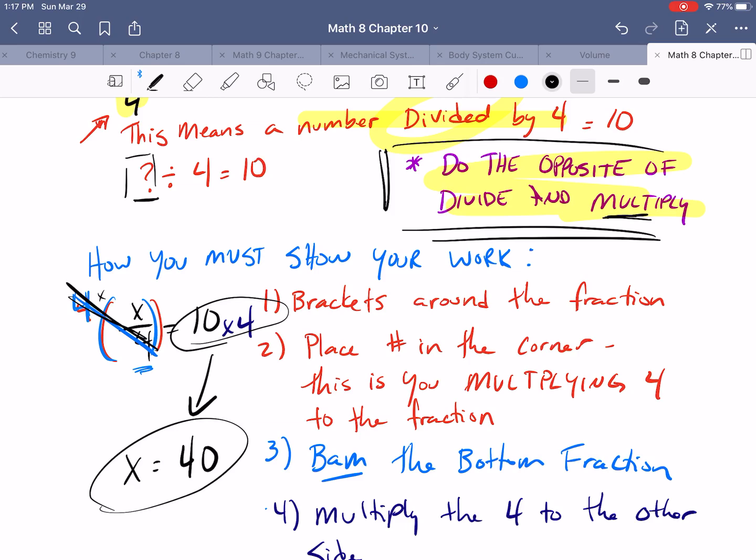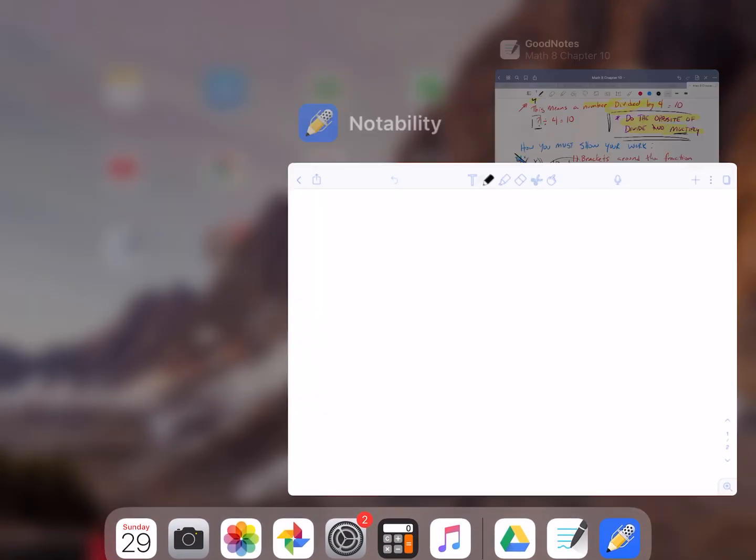So some people are going to ask me, okay, so why does it work that way? If we look at this again, x over 4 equals 10. So when I'm putting this 4 up in the corner, what the heck am I even doing up there? And this is really important for you to see for grade 9 and for grade 10. So the reason we put the 4 up there is because it's multiplying by 4. And if you see this, 4 times x over 4.